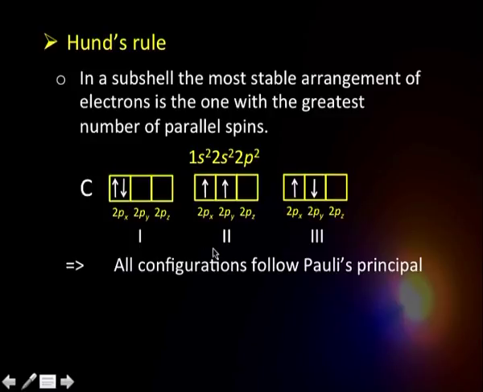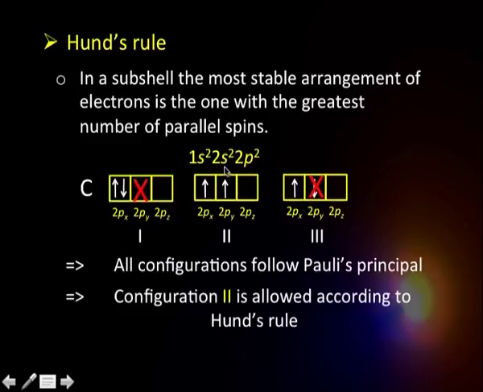But according to Hund's rule, this is not acceptable, because in this case the spins are not parallel to each other. This also is not acceptable, because though they are in separate orbitals, they are anti-parallel. So, according to Hund's rule, the acceptable configuration is the one wherein the 2 electrons are in different orbitals and have a parallel spin. That is the crux of Hund's rule.